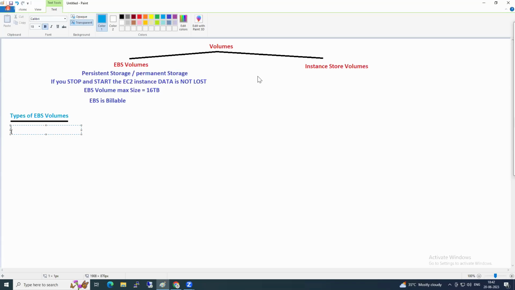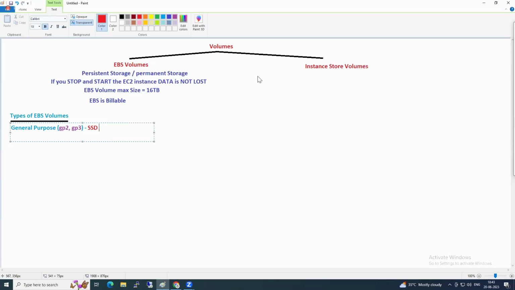For all your general purpose needs, if you want to set up a web server, an application server, or anything general, there will be one default volume. That is called general purpose. Here we have two types: GP2 and GP3. What are the general purpose volumes? GP2 and GP3. This is SSD storage.